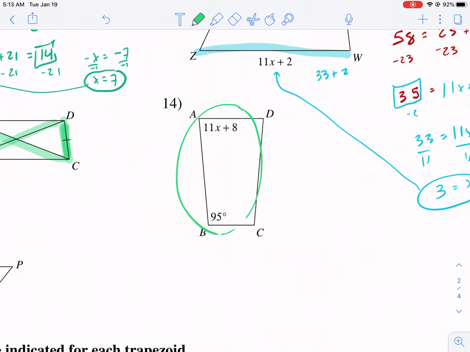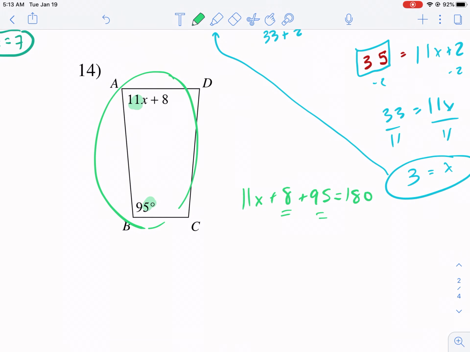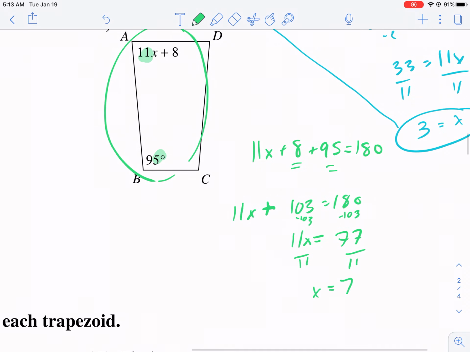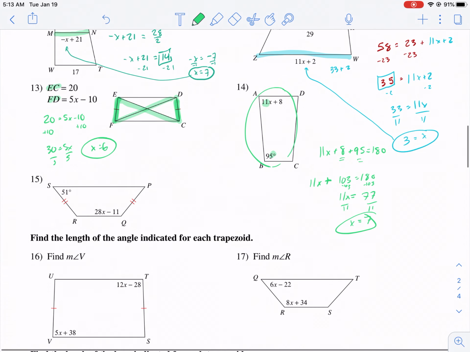These two, as we said earlier, are supplementary. So this plus this equals 180. 11x plus 8 plus 95 equals 180. Okay, we're going to combine like terms first. We get 95 plus 8. 95 plus 8 equals 103 equals 180 plus 11x. We're going to subtract 103 from both sides, and we get 77. So 77 equals 11x. That's minus 103, minus 103. Divided by 11, divided by 11, to both sides, get x by itself. X equals 7. All right.